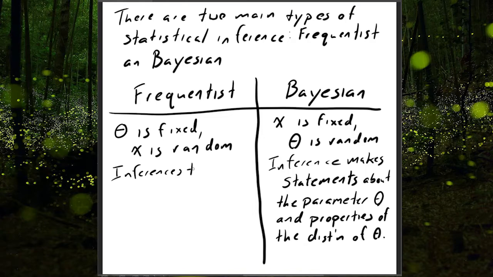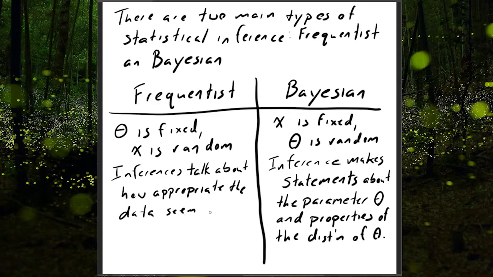In frequentist inference, instead, since the data are the thing that we consider fixed, our inferences are going to talk about how appropriate the data seem based on assumptions about the parameter, since the parameter is considered to be a fixed value, just an unknown fixed value.